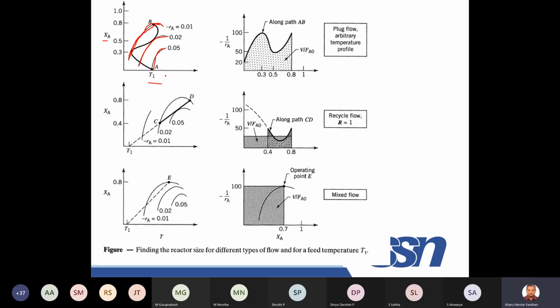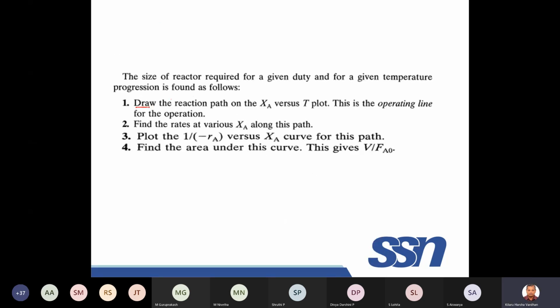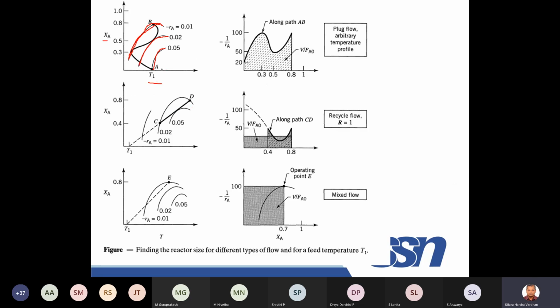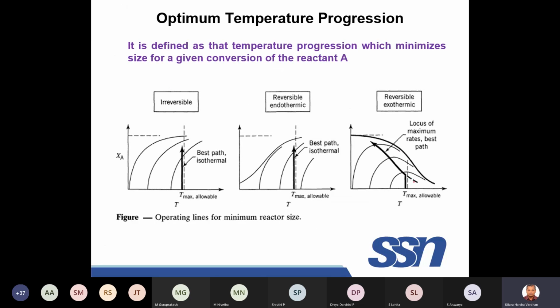Now what we have to do, this is the first point which we did. Draw the reaction path on the XA versus T curve. We had this plot, different XAs, different T's, and we draw the reaction path. What is the reaction path now? Let us assume that at a particular temperature the reaction path is like this. It can go like this, it can go straight, wherever it is. If it is an exothermic process, the reaction path is this, where the rate of reaction is maximum. So you have to go in this path.